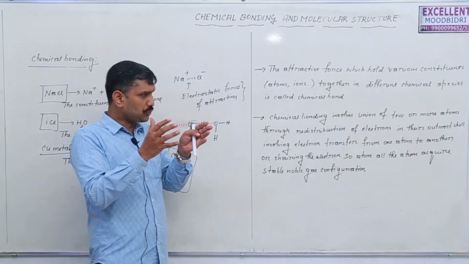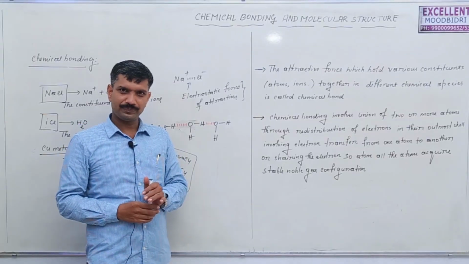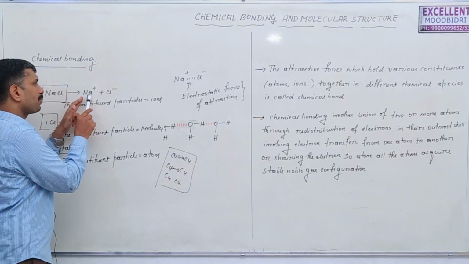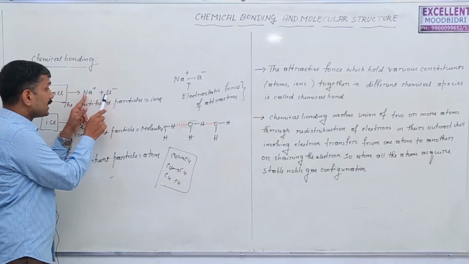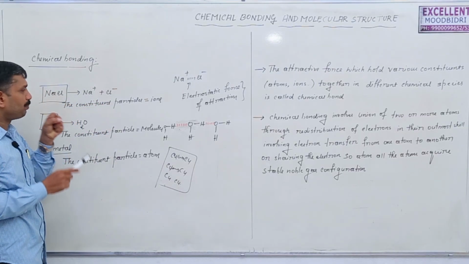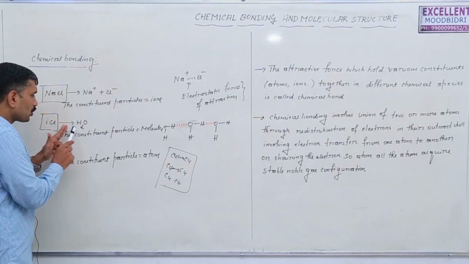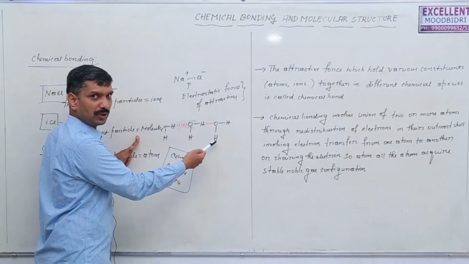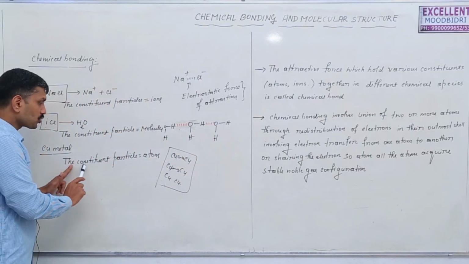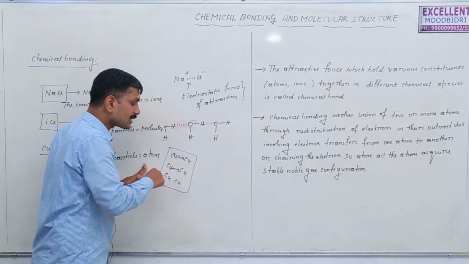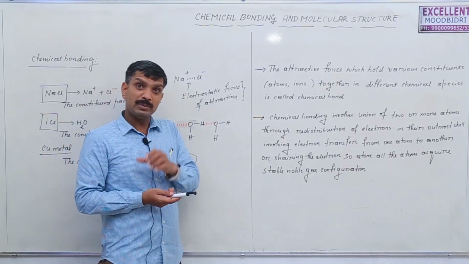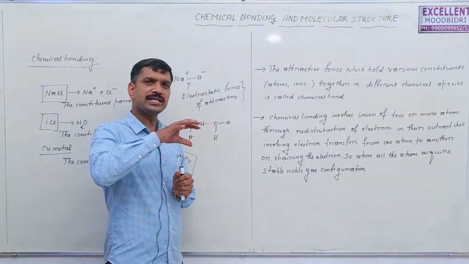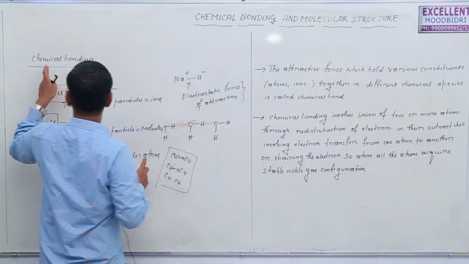So in general, chemical bonding means the attractive force which holds the different constituent particles together in different chemical species. In case of sodium chloride, the constituent particles Na plus and Cl minus are held together by the ionic bond. In case of ice, the constituent particle is a water molecule, held together by hydrogen bonding. In case of copper metal, the constituent particle is the atom, held together by the metallic bond.